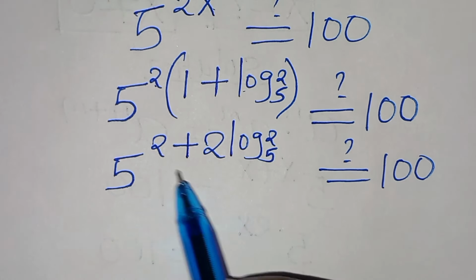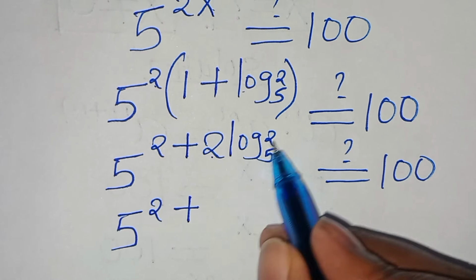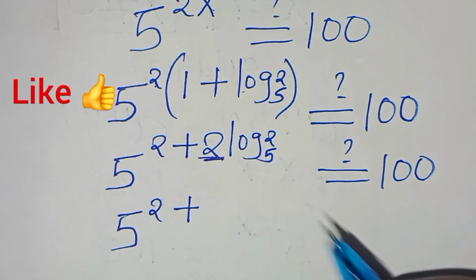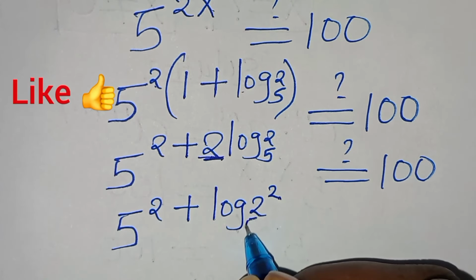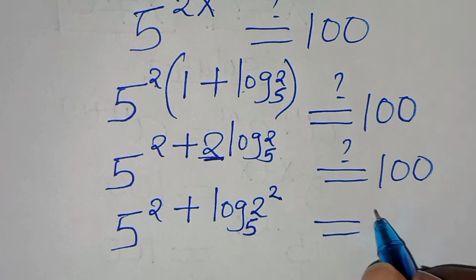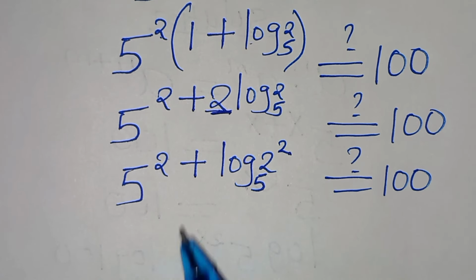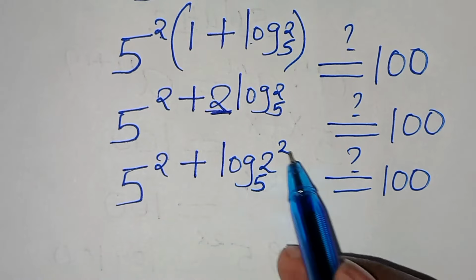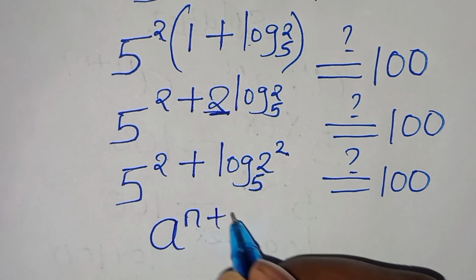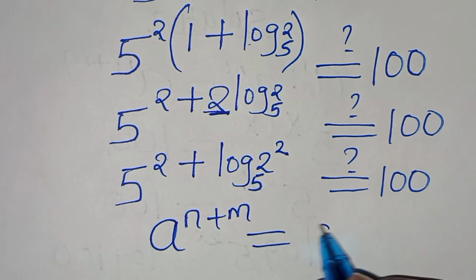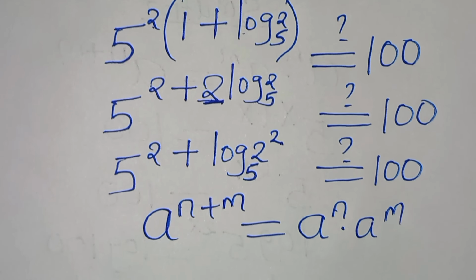So we have 5 to the power of 2 plus 2 log 2 to base 5. Now this is a power, so we can express it as log 2 to the power of 2 to base 5. This is supposed to give us a value of 100. So we find that 5 to the power of 2 plus log 2 to the power of 2 to base 5 is in the form of a to the power of n plus m, which we can express as a to the power of n times a to the power of m.